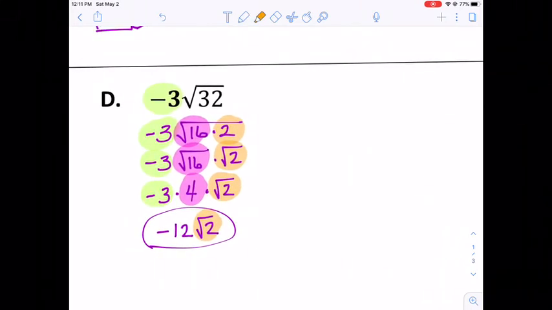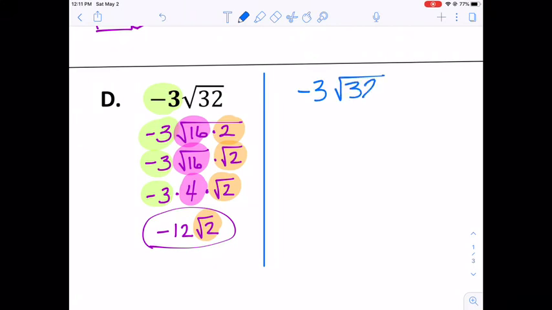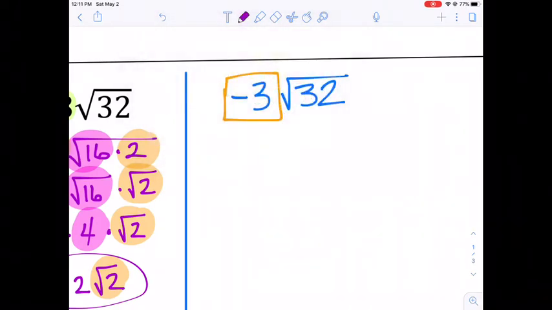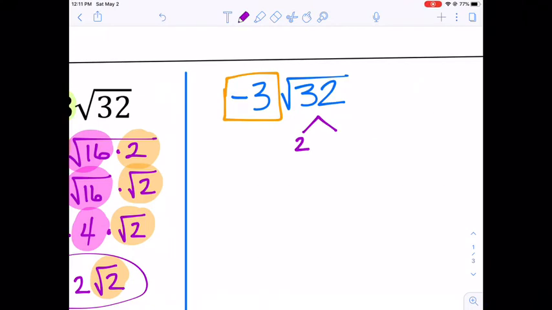Let's look at the other method with this one. I have negative 3 times the square root of 32. I'm just going to ignore the negative 3 until I get to the end on this one. So the 32, I'm going to start breaking it down. It's an even number, so I know 2 can go into it. 2 times 16. Done with the 32, I broke it down.